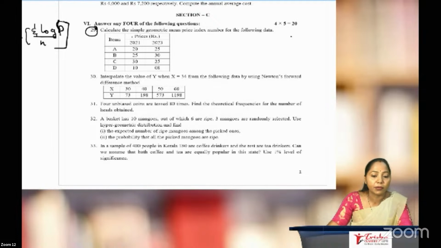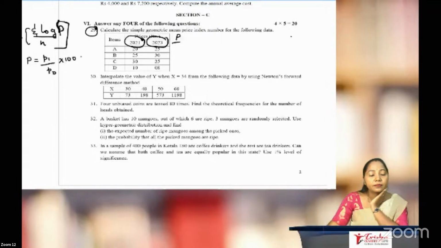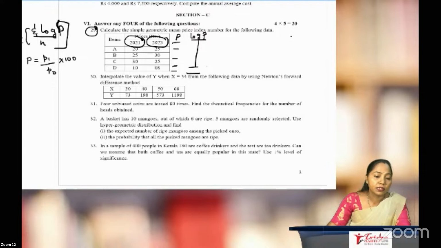Prices are given. Check the data. The base year price 2021, P0, and the current year price, that is for 2023, P1, are given. So you have to find P. How to find P? What is the formula? P is P1 by P0 into 100, the price index. So find P: 25 divided by 20 into 100, 30 by 25 into 100, 25 by 30 into 100, 8 by 10 into 100. So you'll get the values. Find log P. Find the sum. Substitute and then find the answer.